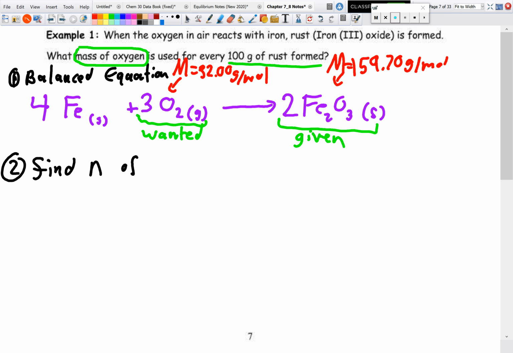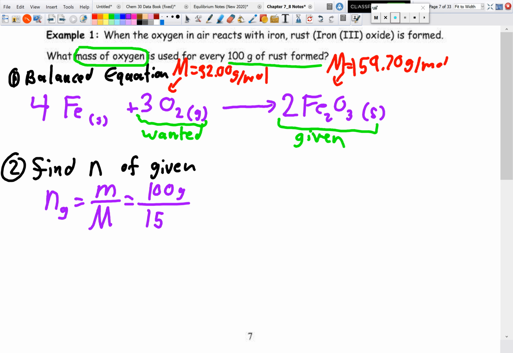Find the number of moles of our given substance. So because we're just dealing with masses, we know number of moles of our given is, so I'm just going to shorthand it ng. So our given we have right here is rust. So this is just mass over our molar mass. So the mass from the question was 100 grams. The molar mass for rust, we just calculated. And we get a number of moles of 0.6262741 moles. And that is step 2 completed.